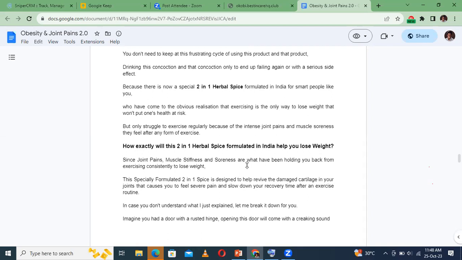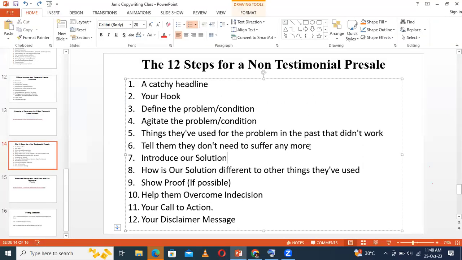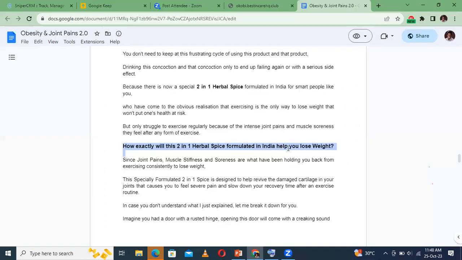So who can tell me what number we are? Number 8. Good. Number 8: how is this solution different? And the way I started it is I just put this like a subheading. You don't need to say exactly this; you can also say how is this different from every other thing you've used. But me, I just wrote how exactly will it help you lose weight? It will show how it is different from every other thing.